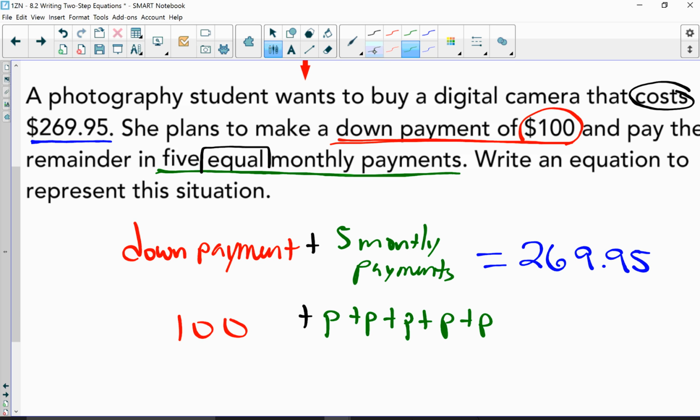P plus P plus P plus P plus P. Because how many monthly payments do I have? I have 1, 2, 3, 4, 5 monthly payments. And that's going to equal the camera's total cost. So I've got the down payment plus the 5 equal monthly payments. This is going to be the first month payment, the second month payment, the third month payment, the fourth month payment, and the fifth month payment.